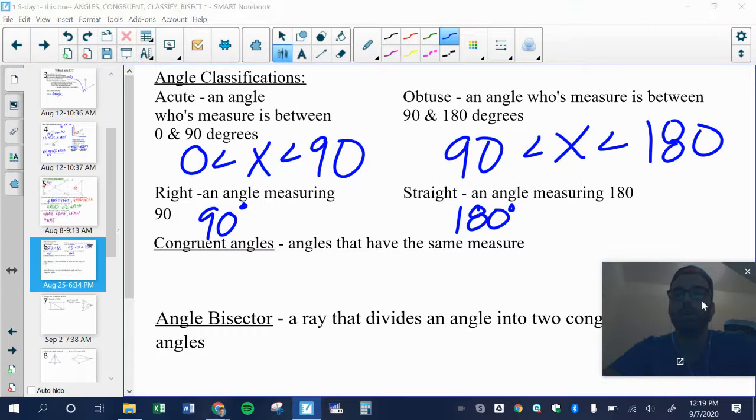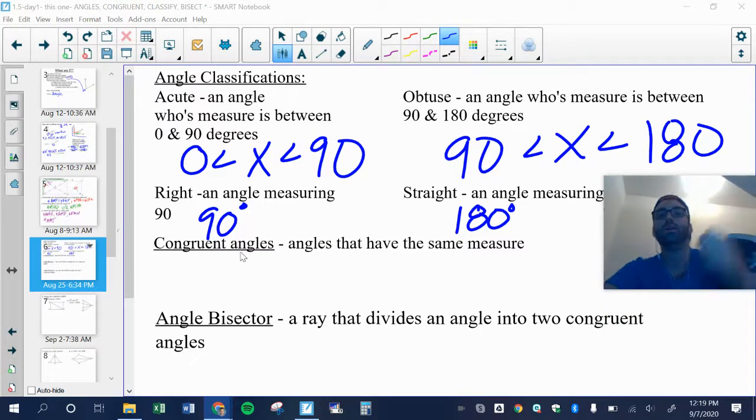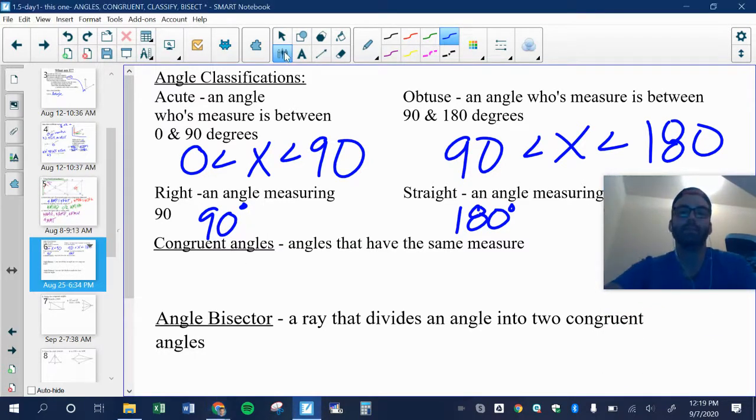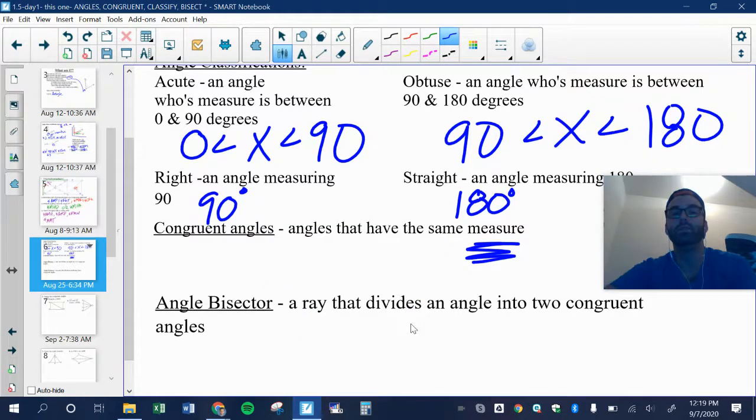All right. Okay, so congruent angles, just like congruent segments, they're angles that have the same measure. This is the important part there. Angles, we call it measure. Segments, we say they have the same length. Okay. An angle bisector is a ray that divides an angle into 2 angles.